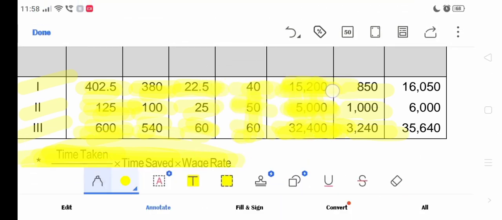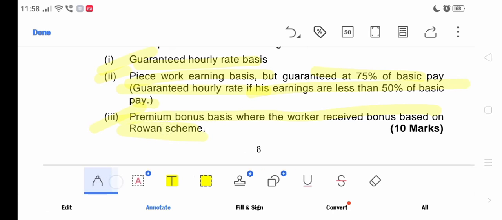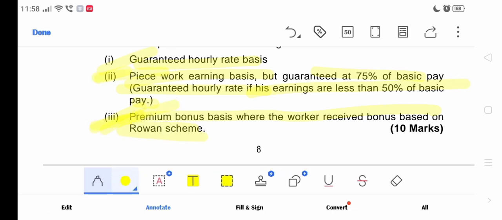If we add this bonus part and basic part, you will get total earnings as 16,050 and 6,000 and 35,640. These are the total earnings as he has asked under the premium bonus method, under the Rowan scheme. It's over. Under the piece rate method we have done, and the guaranteed hourly rate basis also we have done. So we have done with the question, guys.